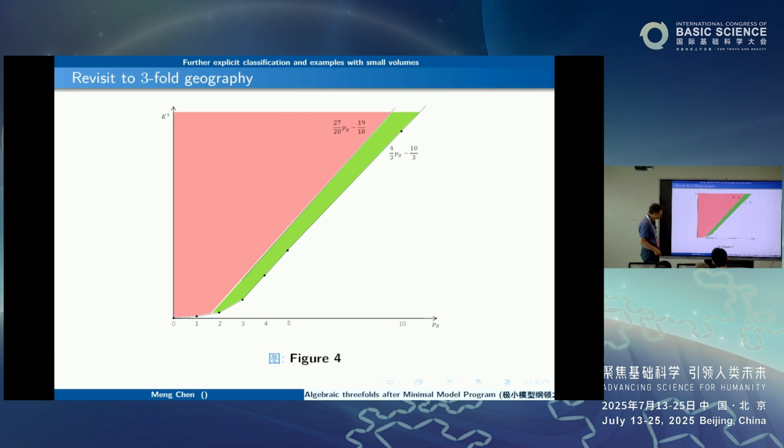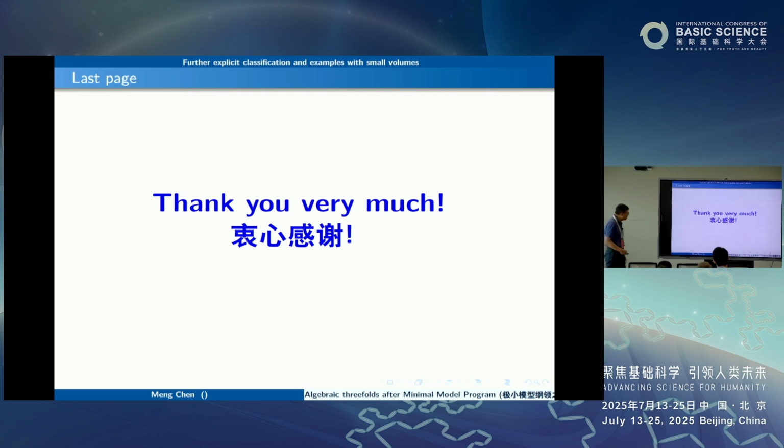So forgive me, I didn't mention other results. For example, there are many intensive classifications of Fano case, and for Calabi-Yau threefolds there are a lot of numerous papers. Because I only concentrate my interest on threefolds of general type, this is what I wanted to talk about. Okay, I stop here.